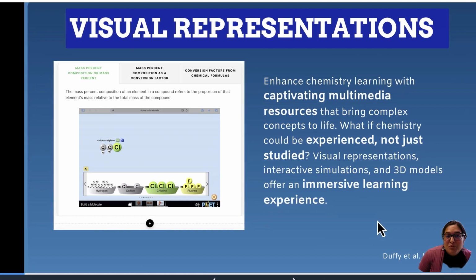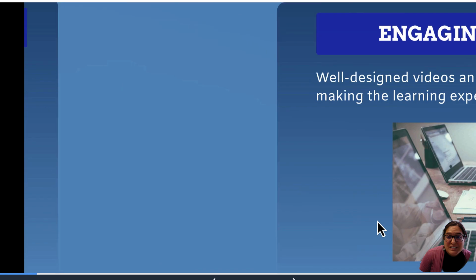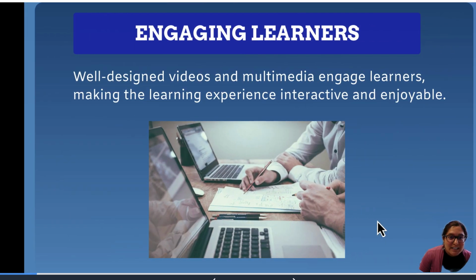Once we move on from those representations, we can look at that at the end when we are in the lectures and when we are having these materials available. It is important to focus as well on engaging learners. So this is where well-designed videos and multimedia will engage learners. Now, this is where it's very important that we start looking into what does that mean.